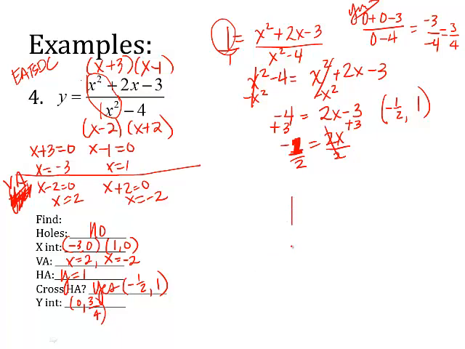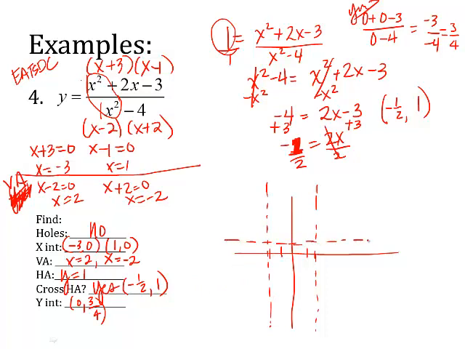Now let's graph this. I have vertical asymptotes at 2 and at negative 2. And I have a horizontal asymptote at y equals 1. X-intercepts at negative 3, 0, and at 1, 0. And a y-intercept at 0, 3/4. It's right there.